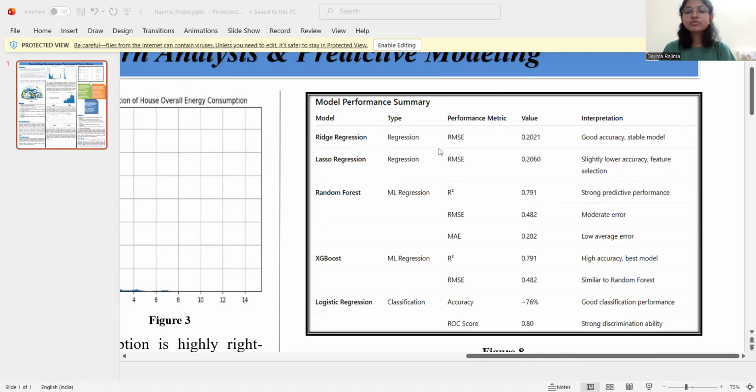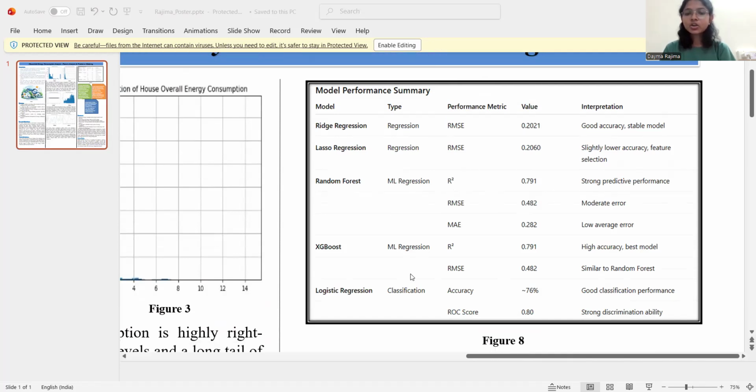Random forest is one of the ML regression models. The R square of random forest is 0.79, meaning strong predictive performance. Root mean square error of random forest is 0.482, meaning moderate error, and mean absolute error is 0.282, a low average error. Extreme gradient boost is also one of the ML regression models. The R square of XGBoost is 0.79, meaning high accuracy, the best model, and root mean square error is 0.482, similar to random forest.